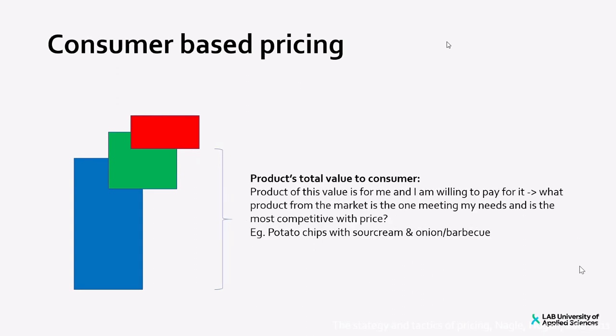If we look at the part that the consumer is willing to pay, what are the products in the market which are meeting the consumer's needs and have a competitive price? And then the consumer might think, okay, what I actually want is potato chips, perhaps with biological potatoes, and then, for example, I want barbecue or sour cream and onion or something.